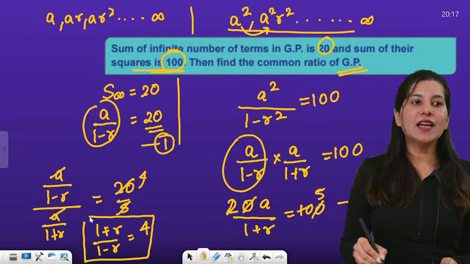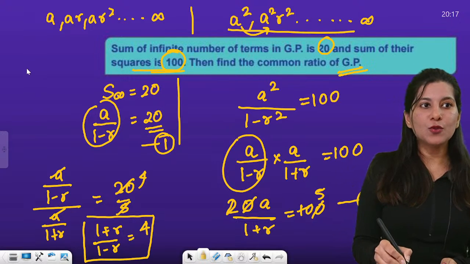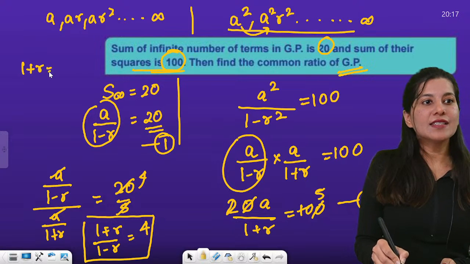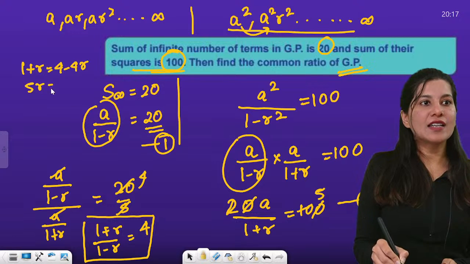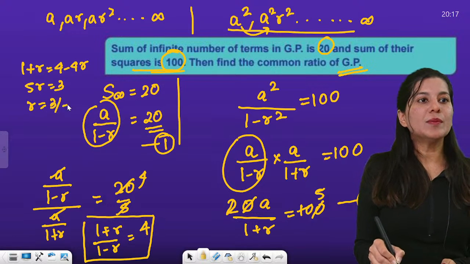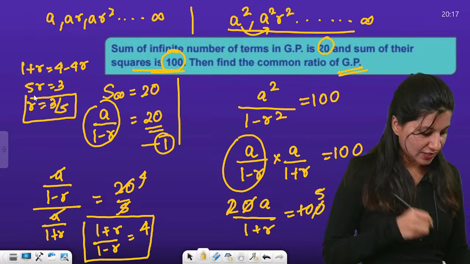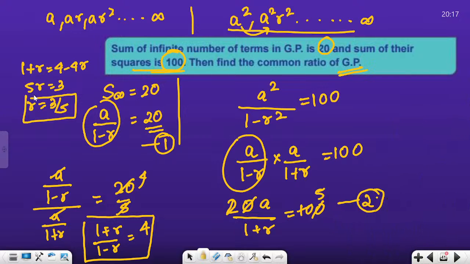Cross multiply and get the value of r. How do you do that? 1 plus r is equal to 4 minus 4r. So it will become 5r is equal to 3. r will be equal to 3 by 5. Yes? Tell me whether you've understood the concept of infinite geometric progression.